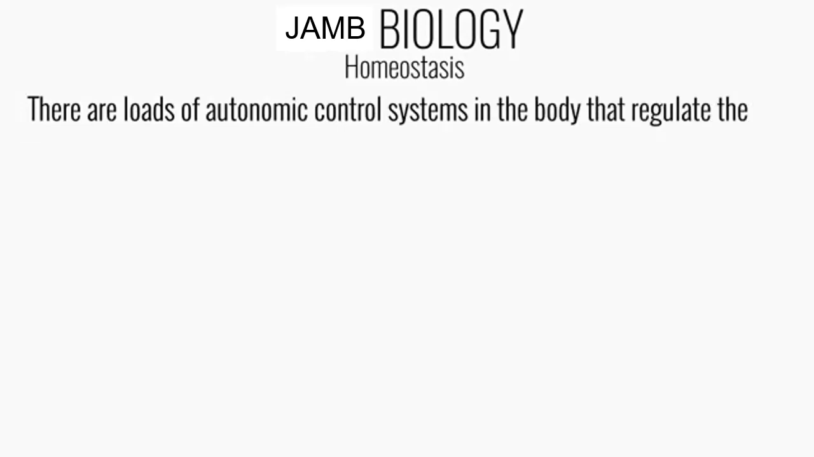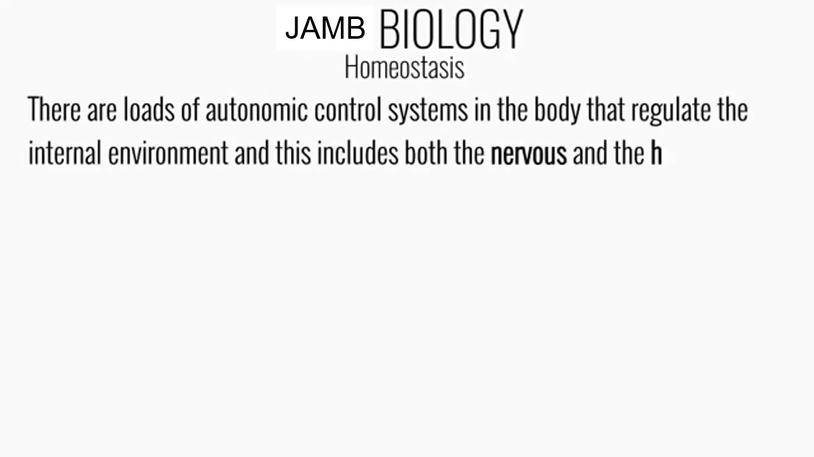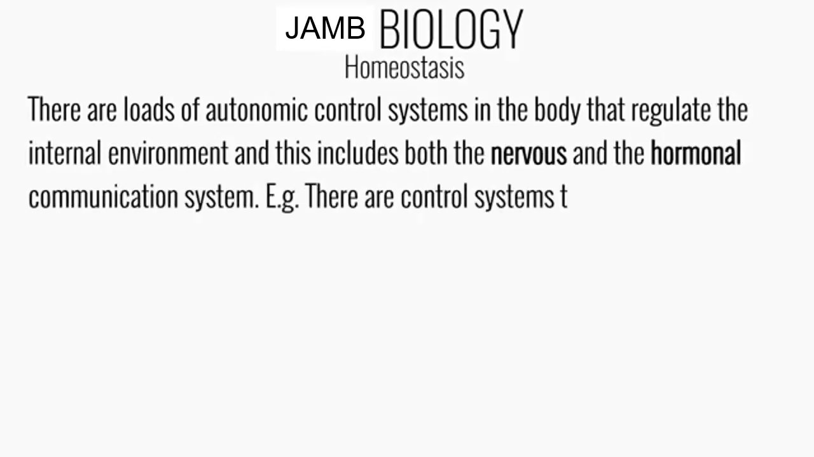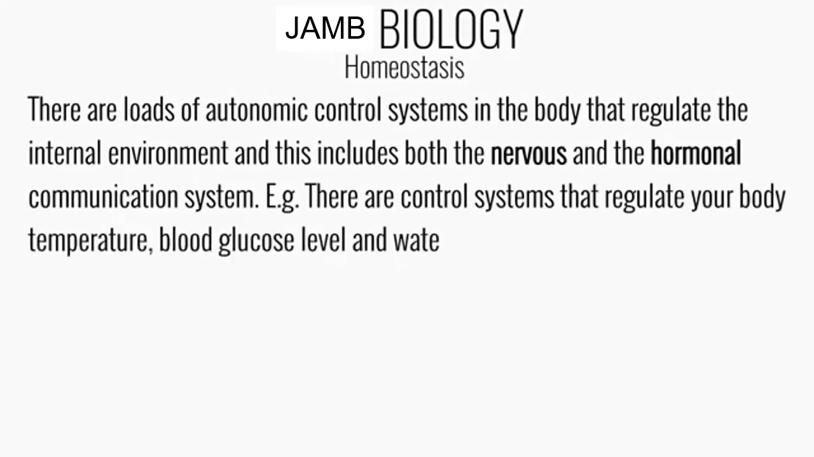So there are lots of autonomic control systems in the body that regulate the internal environment. And this includes both the nervous and hormonal communication system. For example, there are control systems that regulate your body temperature, blood glucose level, and water contents. We'll discuss all these in detail in future videos.